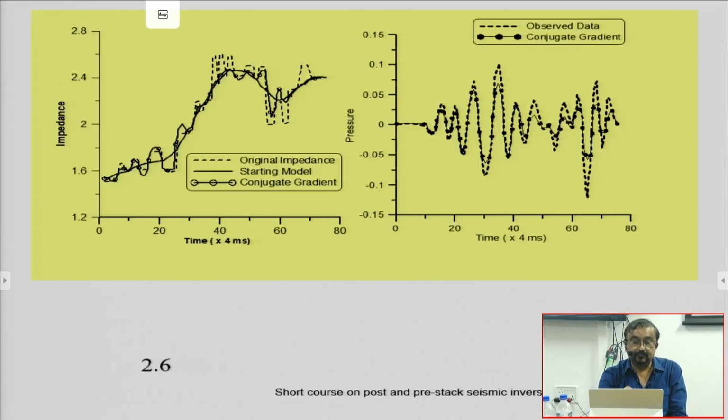So here is an example. This is a synthetic model where I have step-like acoustic impedance, and this is your trace. We have used a simple conjugate gradient method, and the starting model is the smooth model, and you can see that it actually does more or less a good job. And this is your observed data versus synthetic data. This low frequency information is very, very important. Without that, you cannot get absolute impedance.